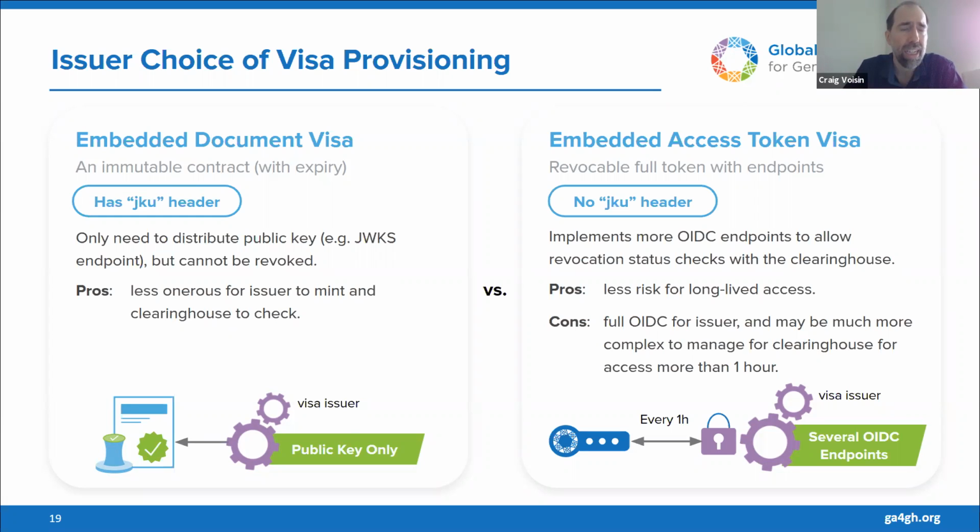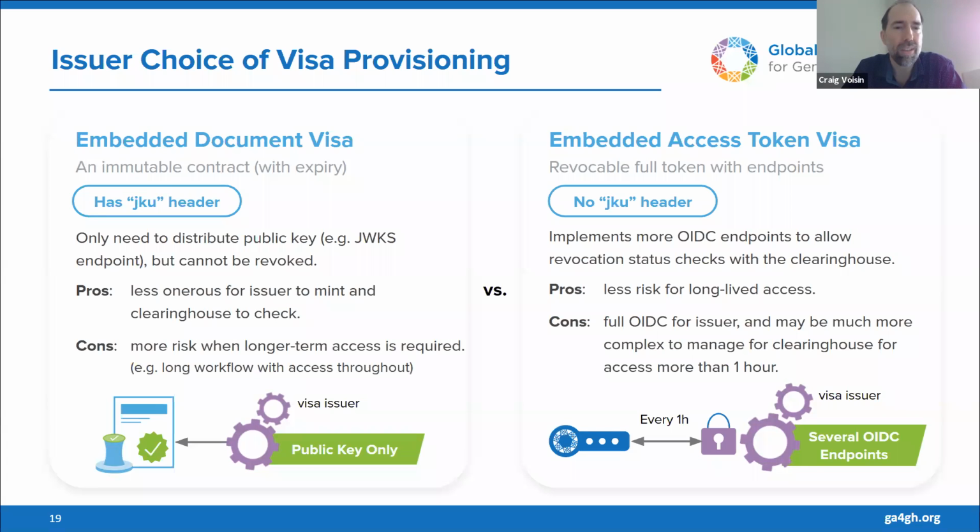Whereas on the other side, an embedded document visa is very simple to both mint and check. It's valid for a certain amount of time. But the con there is that if you are doing longer term access, you want to think it through and verify with policy what makes sense, what's the risk factor for how long it needs to exist. So that's the trade-offs. It's totally up to the issuer to set how this is going to work by the various signals they put into the visa. And then it's up to the clearinghouse to follow the rules according to the way that it was created.